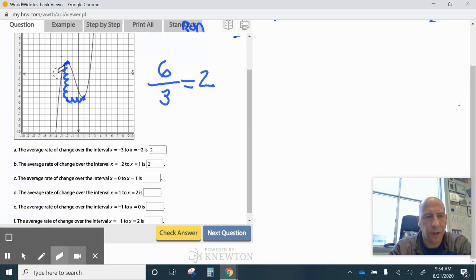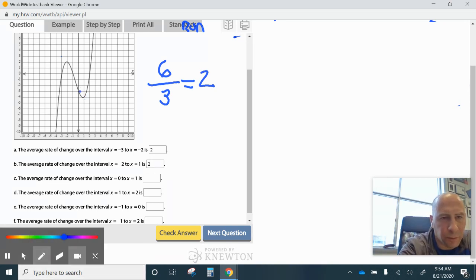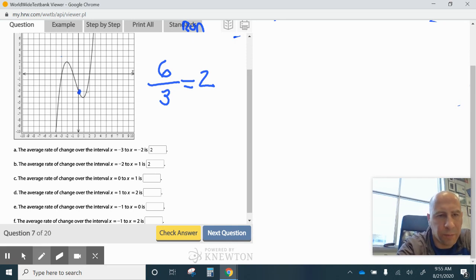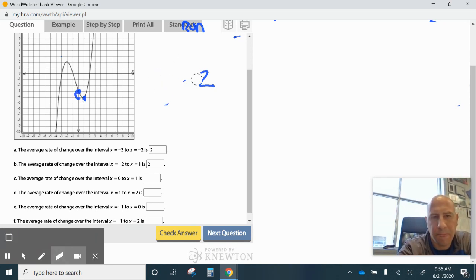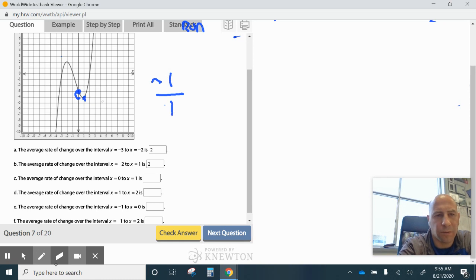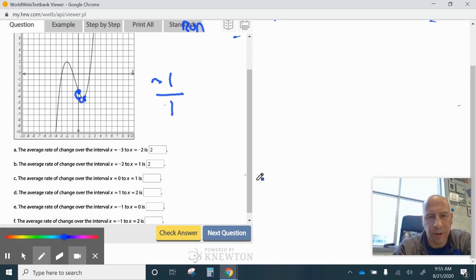Let's take a look at the next one. All right, when x is 0, there's a point right there. And when x is 1, there's a point right here. Okay, so rise over run, we go down 1. Let me erase this. So it's negative 1 to the right 1. So the slope is negative 1.